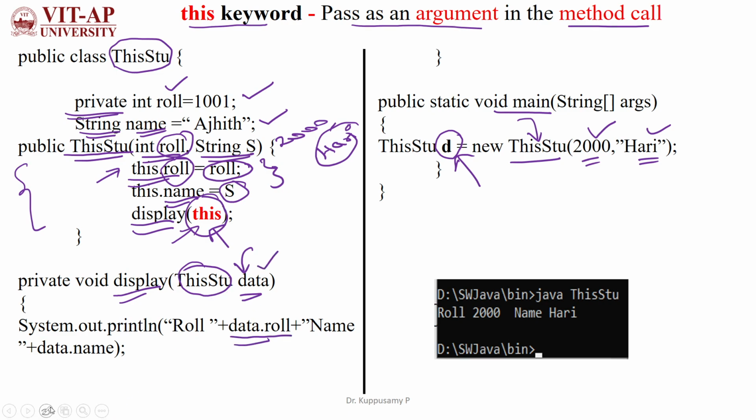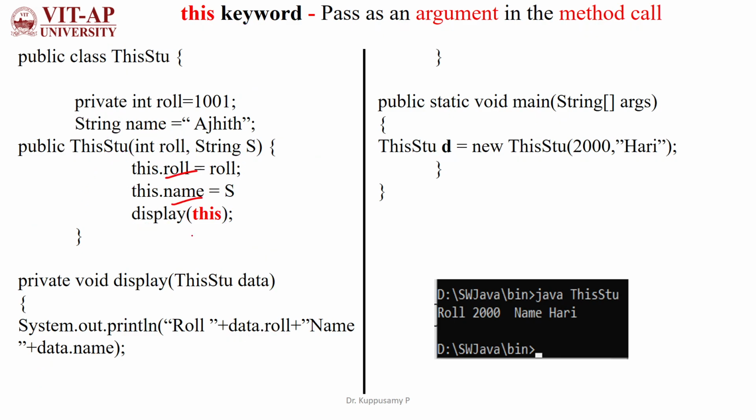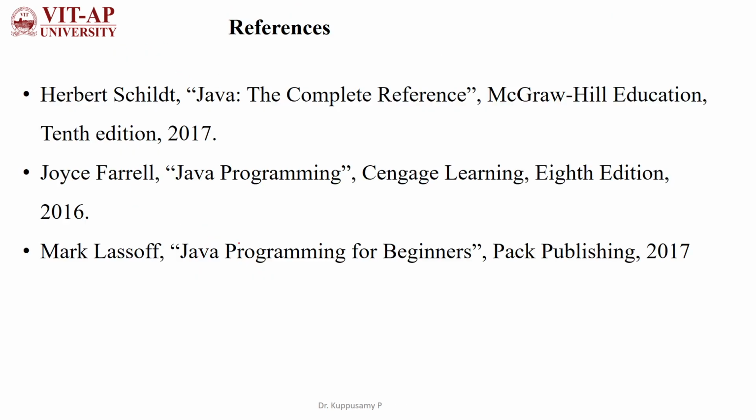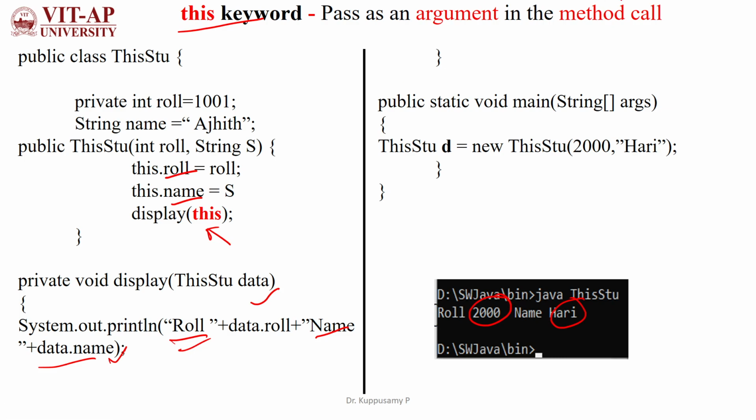Okay, because here we are using this student as the class name, and here we are using the object data. So the object dot roll number variable name and object dot name variable name are given here. Based upon that, this roll and name values are printed. So here 2000 is printed in the place of roll, and Hari is printed in the place of name. So here we can use this keyword to pass inside the method call. Based upon that, we can use this keyword to represent the constructor call and method call.